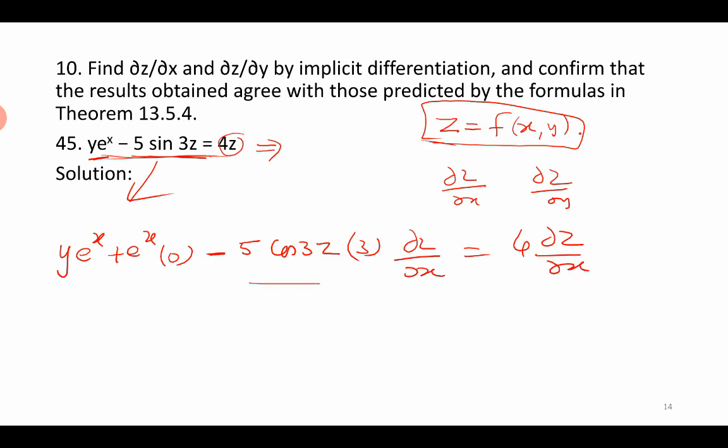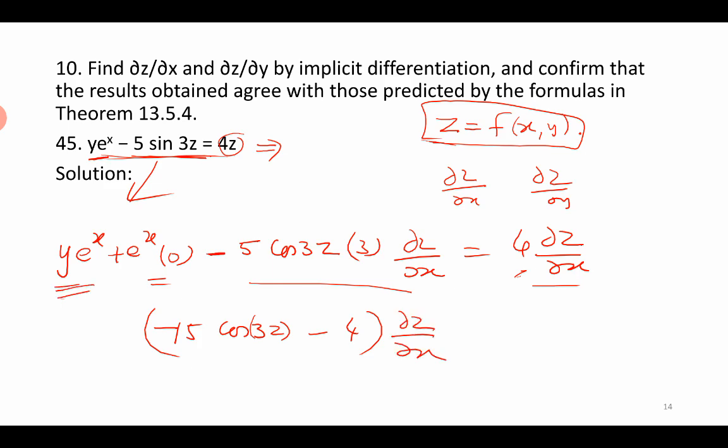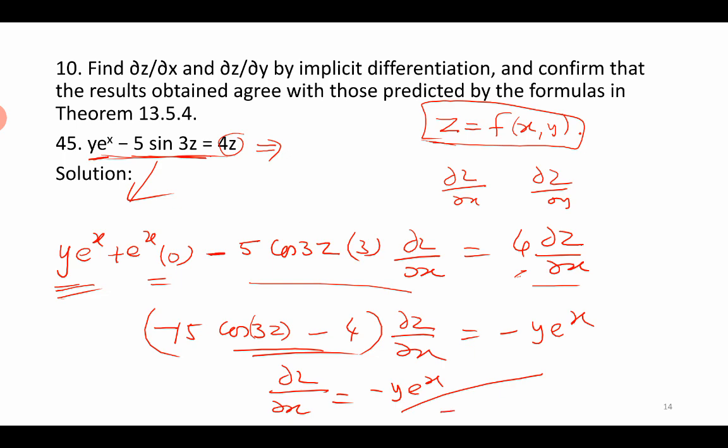So we need to club the terms that involve ∂z/∂x together. This term is 0, this term is on the right side, so negative 5 cos, 5 into 3, 15 cos 3z, minus 4 on the right-hand side moves to the left side. The coefficient of these two terms is ∂z/∂x, and this term y e^x on the right side is negative y e^x. Now you get ∂z/∂x is negative y e^x, with this term in the denominator, negative 15 cos 3z minus 4.